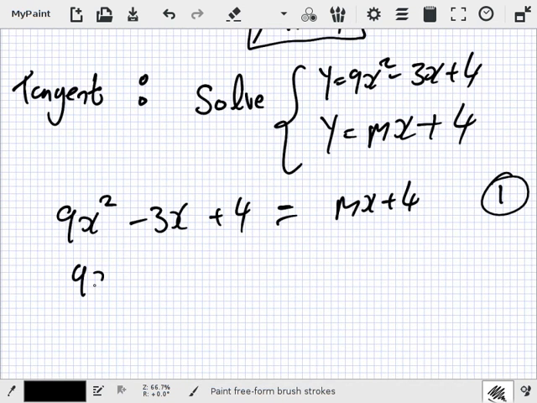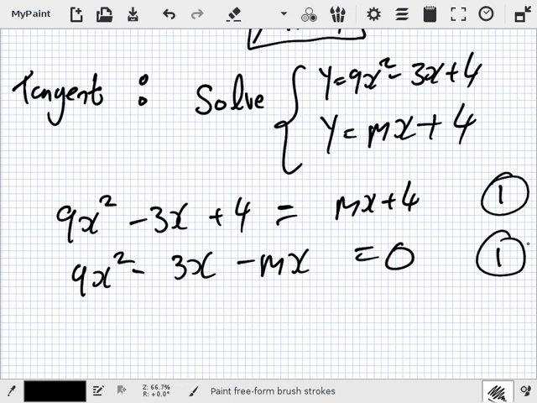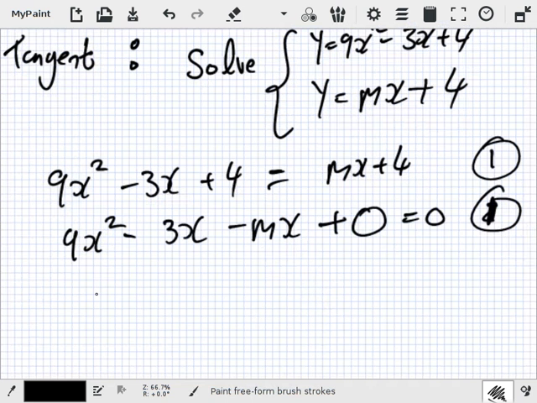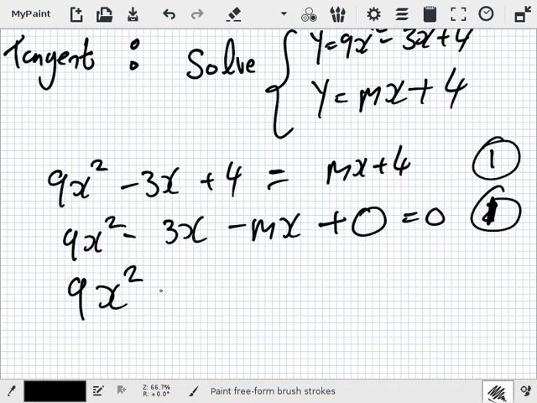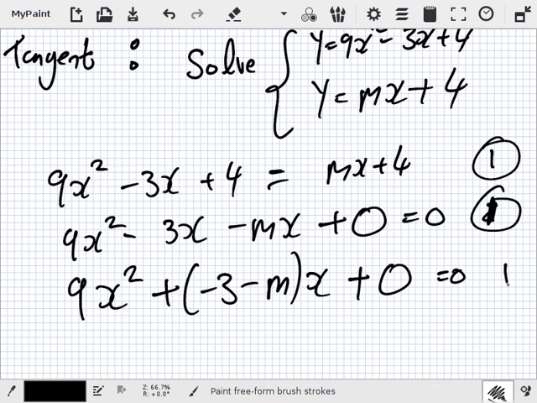So that means 9x squared minus 3x minus mx should equal 0. This should have one solution. To make it a little bit clearer, I'll say plus 0 equals 0. 9x squared plus minus 3 minus m, x plus 0 equals 0. That should have one solution.